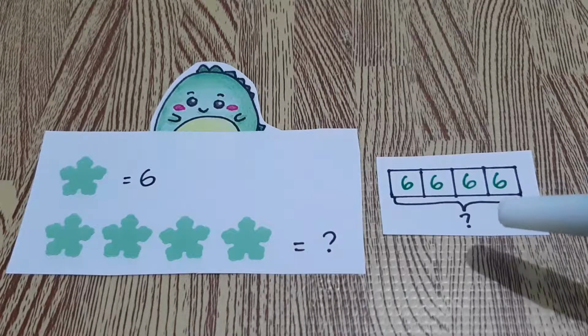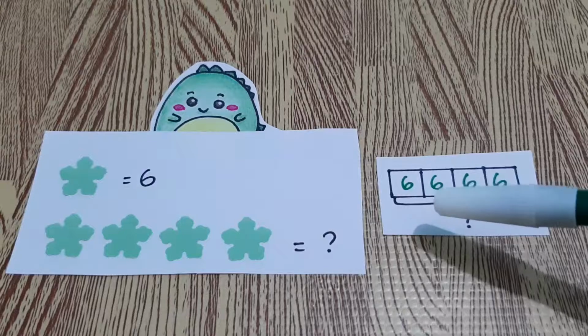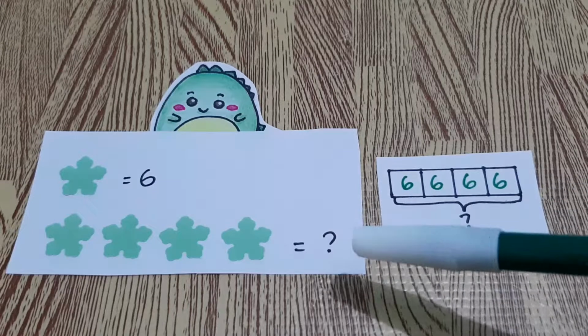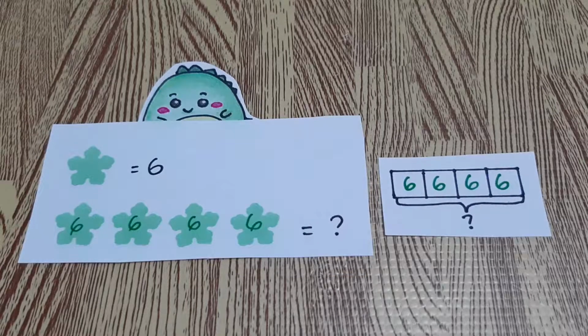Okay, so when I write it like this, remember 1 flower or 1 box is 6. So each box or each flower, I write 6. So basically it is like this: 6, 6, and then I change it into boxes like this. Okay, this is the model of multiplication.